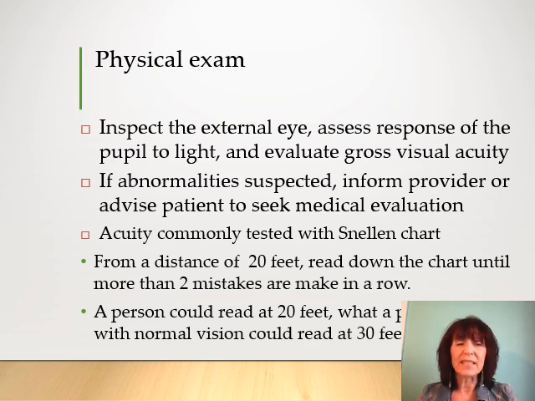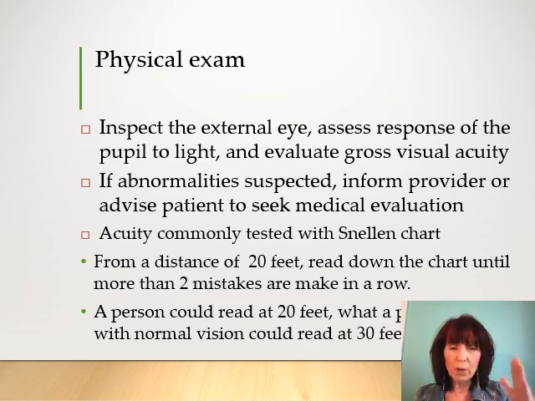But what that means, and it's really important that you understand this, is that from a distance of 20 feet, they have to read down the chart until more than 2 mistakes are made in a row. So they miss more than 2 letters, because usually a Snellen chart is letters, right? Then a person can read at 20 feet what another patient with normal vision can read at 30 feet. That gives you 20/30 vision.